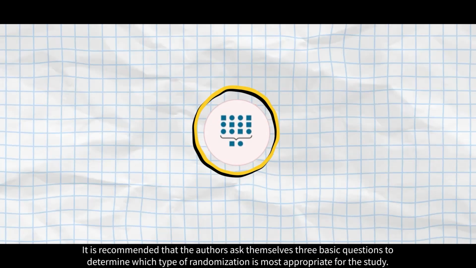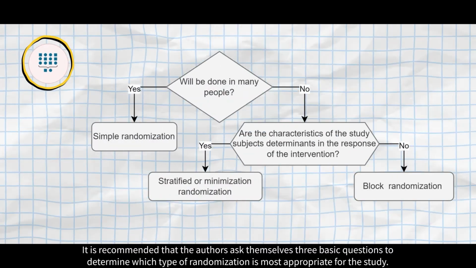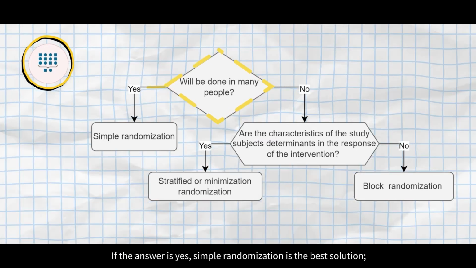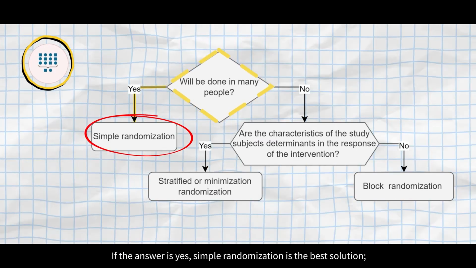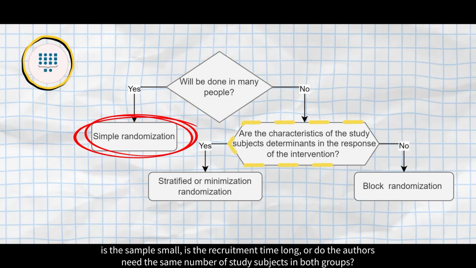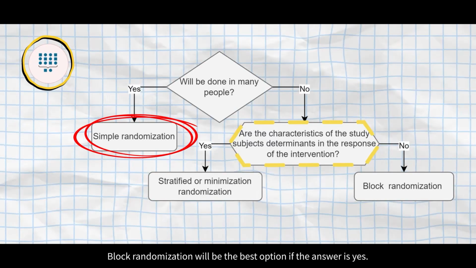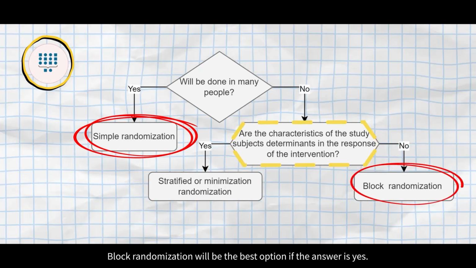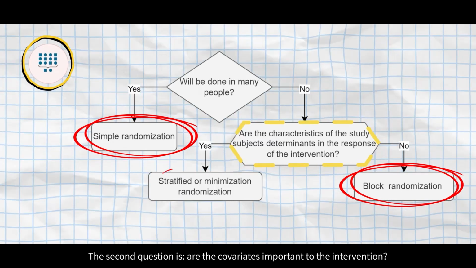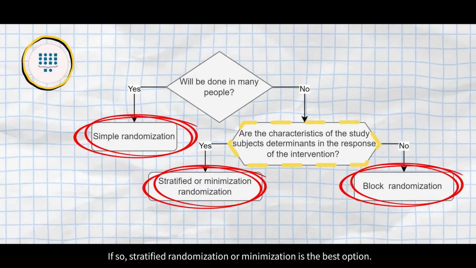It is recommended that the authors ask themselves 3 basic questions to determine which type of randomization is most appropriate for the study. The first question is, is the study population large? If the answer is yes, simple randomization is the best solution. The second question is, is the sample small, is the recruitment time long, or do the authors need the same number of study subjects in both groups? Block randomization will be the best option if the answer is yes. The third question is, are the covariates important to the intervention? If so, stratified randomization or minimization is the best option.